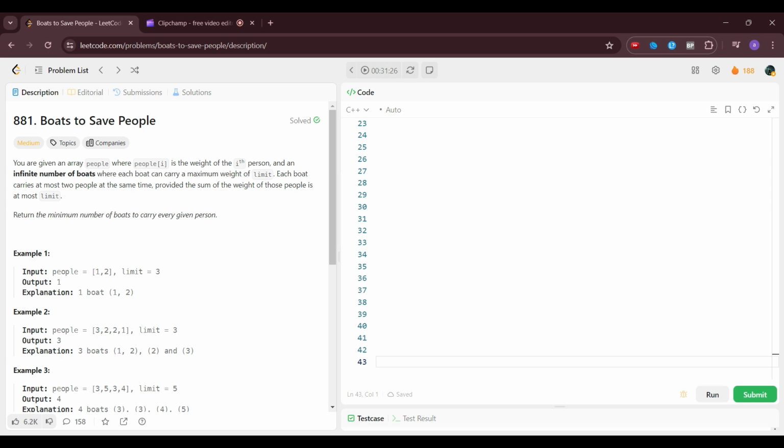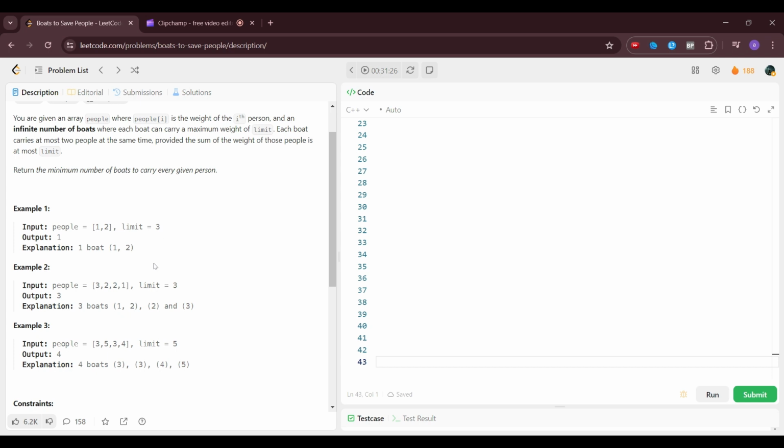That means we need to consider the people such that the sum of those weights is always less than or equal to limit, and then we need to return the minimum number of boats that we need to use to carry every person present in people. So if I use 1 2, then we are going to return 1. Why? Because in one boat we are going to include the person with weight 1, and then the person with weight 2.